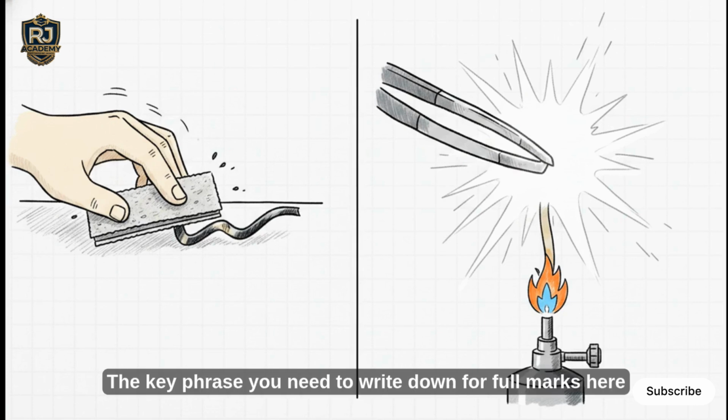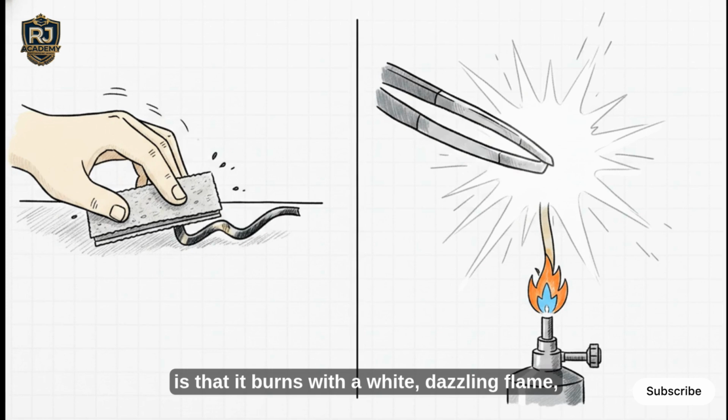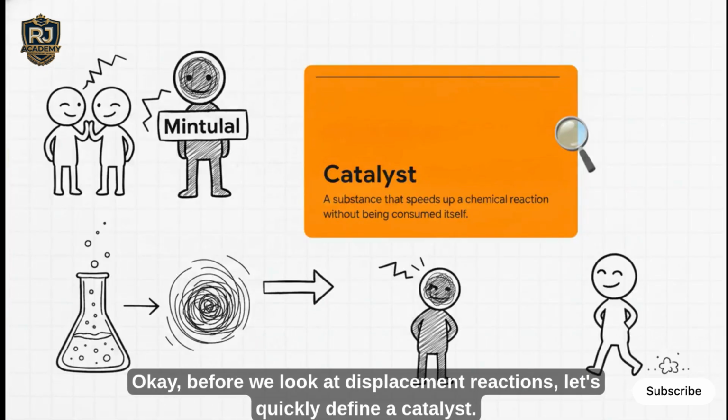And listen closely. The key phrase you need to write down for full marks here is that it burns with a white, dazzling flame, leaving behind a white ash. Don't forget that phrase. Okay, before we look at displacement reactions, let's quickly define a catalyst.